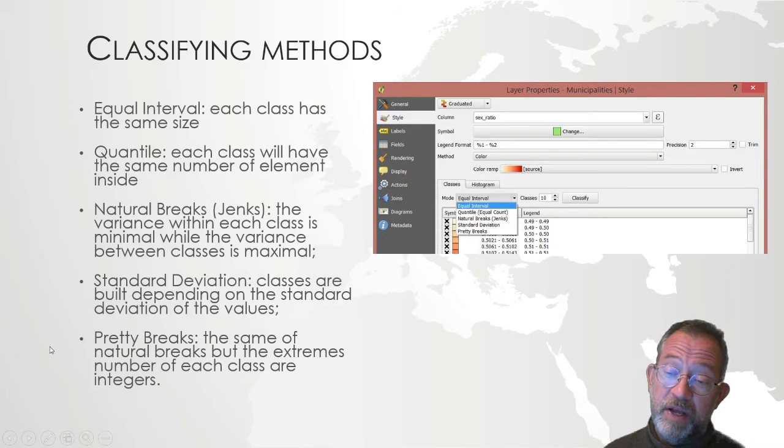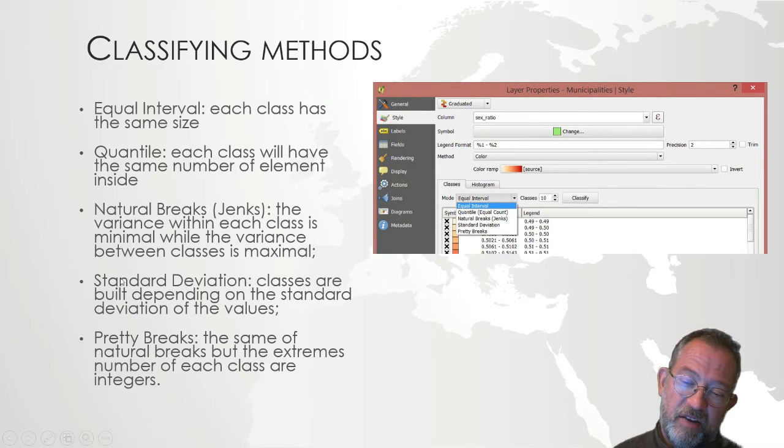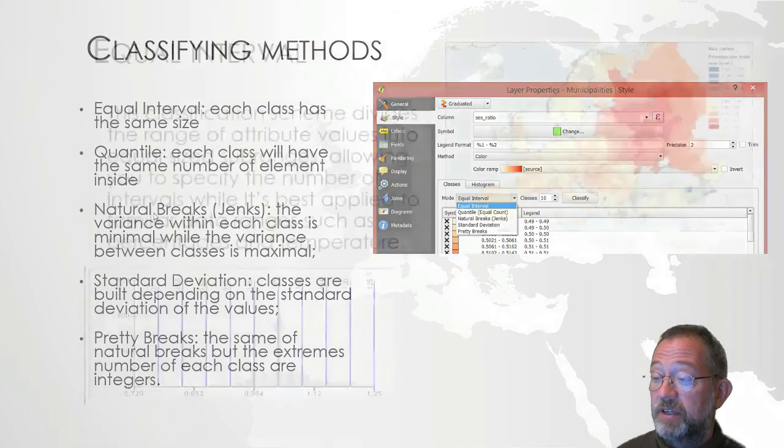And then pretty breaks, which is basically the same as our natural breaks, but where the break values are rounded to integers so they look nicer. That's the only difference. So it's not really a method in itself, it's the natural breaks that are just rounded nicely.